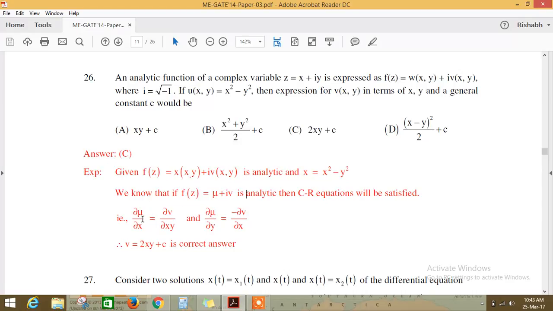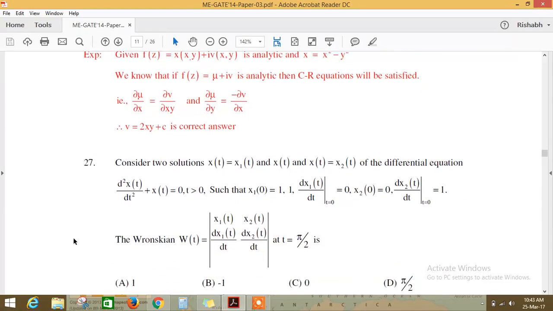So del u by del x is equal to del v by del y. This is not del xy, this is del y actually. And del u by del y is equal to minus del v by del x. By differentiating u with respect to x and u with respect to y, you will get the answer. V, the imaginary part, is 2xy plus c. So option C is correct.